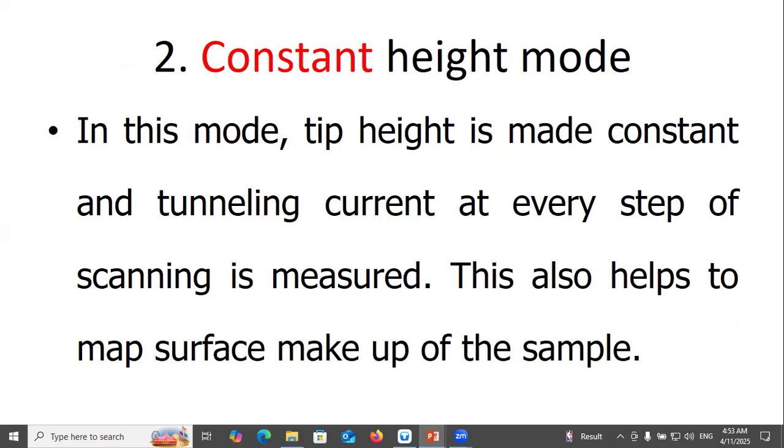Constant height mode: in this mode, tip height is made constant and tunneling current at every step of scanning is measured. This also helps to map surface makeup of the sample.